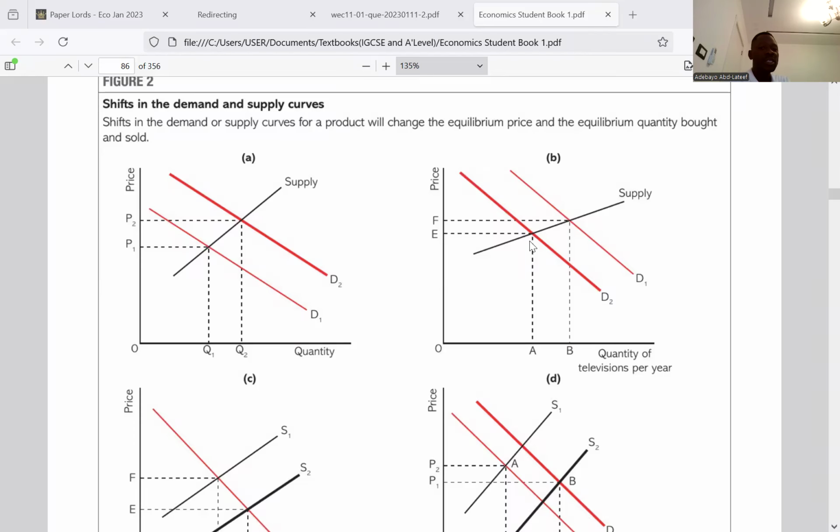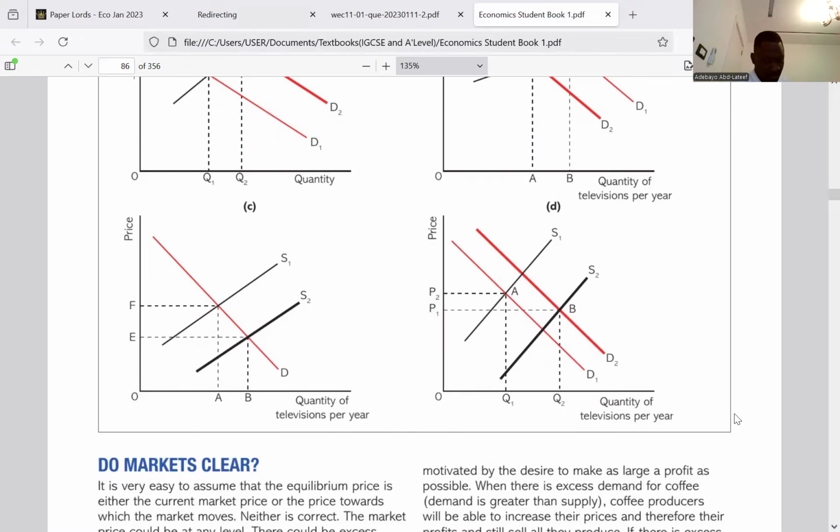The first situation is about an increase in quantity demanded, which brings about an increase in the price. The second situation is a fall in the quantity demanded, and that would reduce the price of the products. Now to supply. An increase in supply from S1 to S2 will bring about a fall in price from E to F. You get the point there?